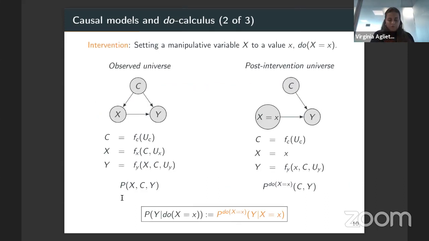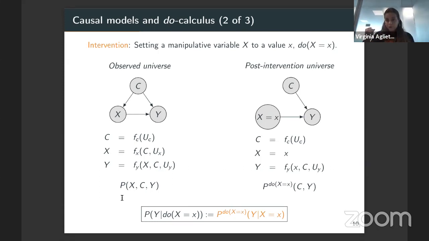So when we perform an intervention, what we do is we set the value of a variable, capital X, to a specific value. And this in the Pearl framework is denoted with the do operator. So on the one hand, we have our observed universe from which we can collect observational data that can be used to estimate our structural equation model and our observational distribution.